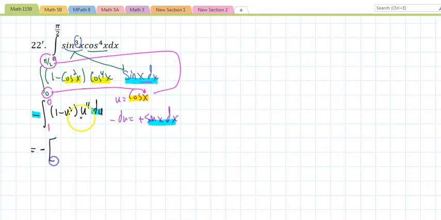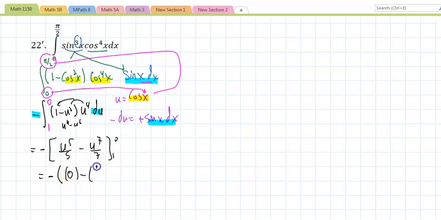This is going to be, so this is really u to the 4th minus u to the 6th if you distribute that in, right? So that's going to be u to the 5th over 5 minus u to the 7th over 7, evaluated from 1 to 0. Of course, you could reverse the limits and switch the positive to a negative. I'm not going to worry about that. So if I put in a 0, I'll get a 0. Minus, if I put in a 1, I'll get 1/5 minus 1/7.